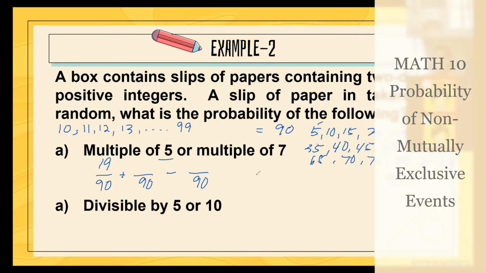May tanong dito, di ba miss kasama yung 5? Do we need to include 5? It's not in the given, di ba? Kasi slips of papers containing 2 digit lang. So, hindi natin kasama yung 5. So, thank you for that question. Hindi kasama yung 5. Let's delete 5 here. Okay. Kasi 2 digit lang. So, instead of 19, 18 lang. Tama ba yung pagkabilang? So, 18.